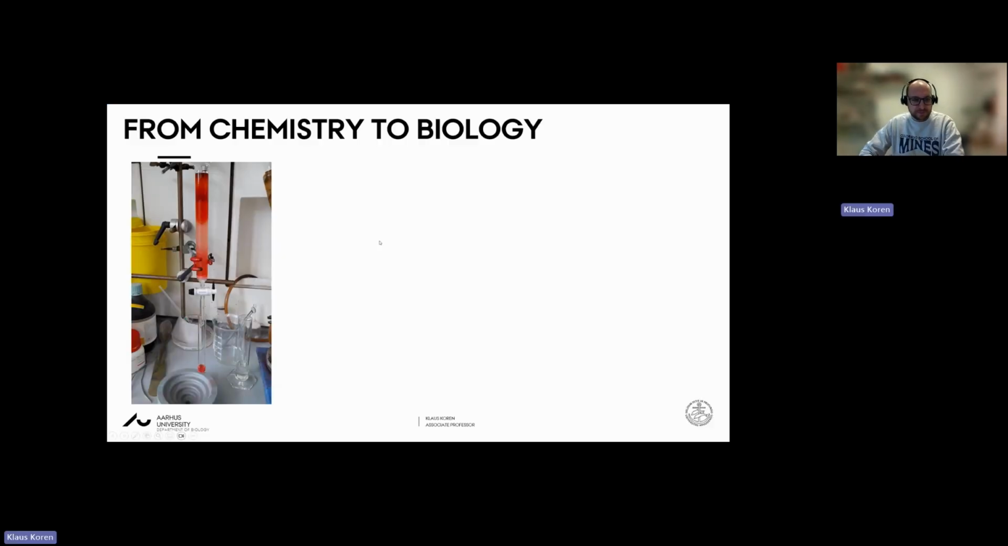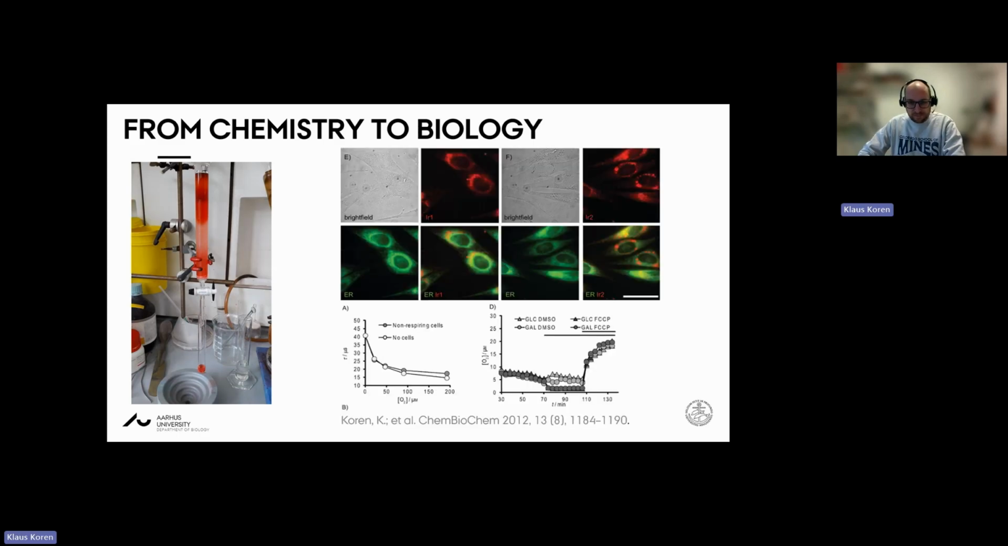But first, a little bit about my background. I'm actually a chemist by training. So I studied chemistry in Austria and I did stuff like this, where you make dyes, molecules that are colorful, and it's very nice. And then I got the chance to put those dyes in a biological sample. In this case, it was a cell line, and we could actually use the dyes we made to sense the intracellular oxygen. And it was a part of my PhD.